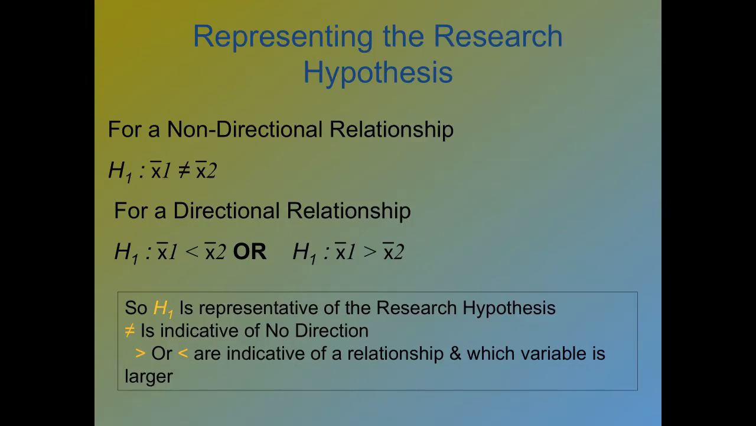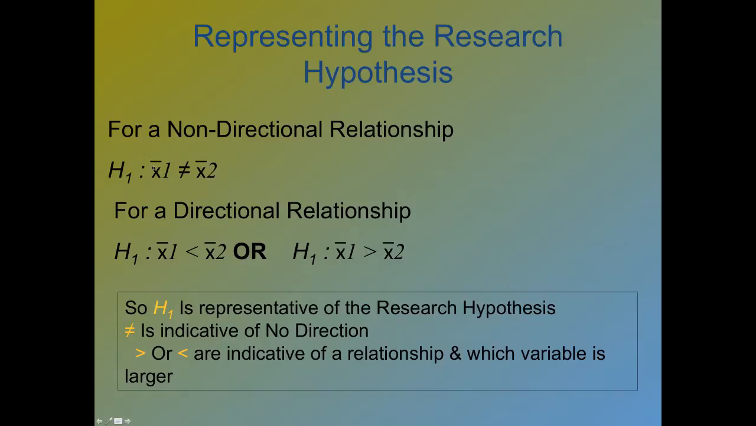And this is how it looks with symbols. So a non-directional research hypothesis looks like this. H1 is the symbol for research hypothesis. Remember, null is H0, H1 is research hypothesis. And here what I want you to see is an X bar. Why? Because here we're testing samples, so we're going to be comparing sample means.